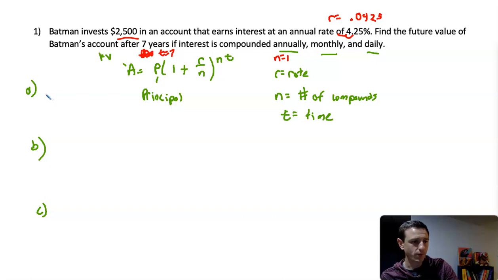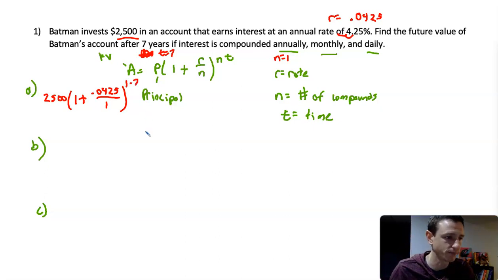So here we go. So the principal, 2,500, times 1 plus the rate, 0.0425, over the number of compounds, which is 1, raised to the n times t, and we are doing 1 compound per year times 7 years. So just 1 times 7, which is 7. And then from here, it's just go into your calculator. So 0.0425 divided by 1 is going to be 0.0425, so we're just going to do 1 plus 0.0425 raised to the 7th times 2,500.